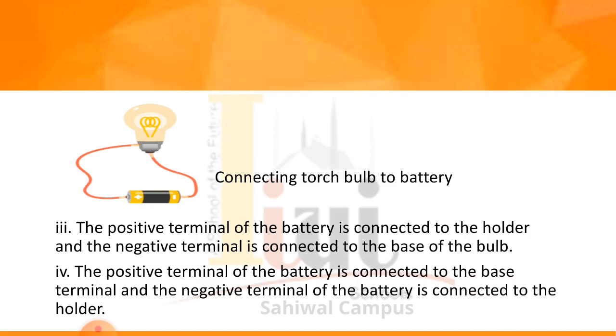The fourth point is that if we connect the positive terminal of the battery to the base terminal and the negative terminal of the battery to the holder, again both the terminals of the electric bulb and the electric cell are in the proper positions, so the flow of current is possible here and the bulb will glow in this case also.